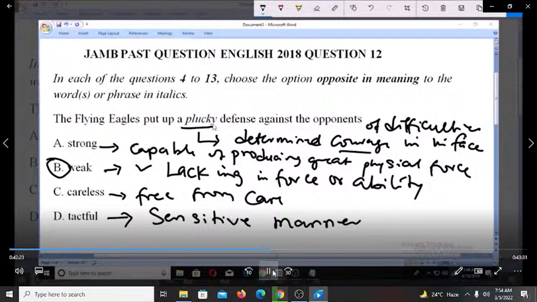So what is the opposite of plucky? Plucky simply means determined and courageous to face difficulties. Somebody that is strong. So the opposite should be weak. And that makes option B the right answer. Lacking in force or ability to face difficulties. So B is the right option as to being the opposite in meaning to plucky.